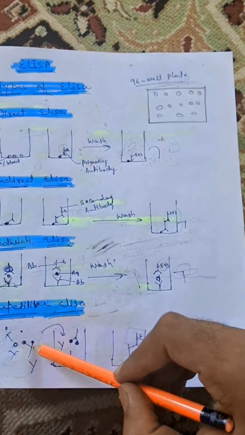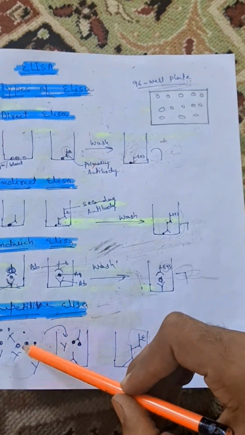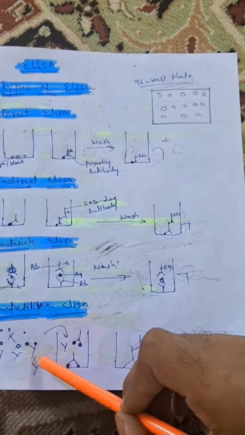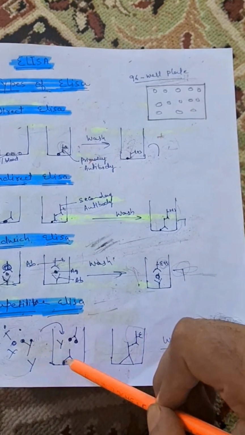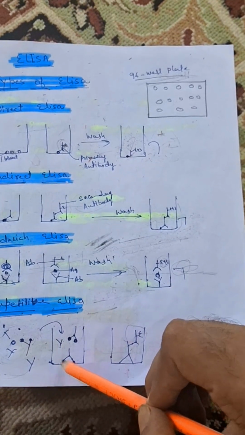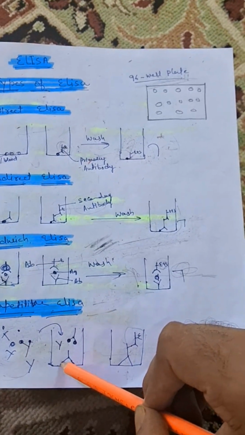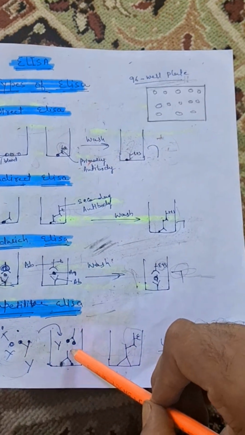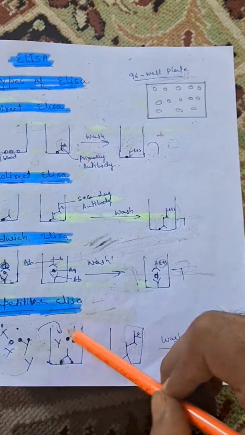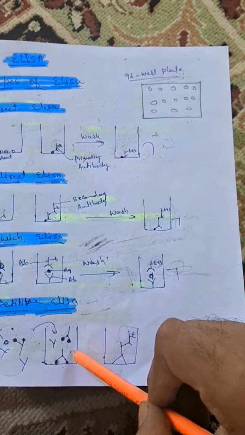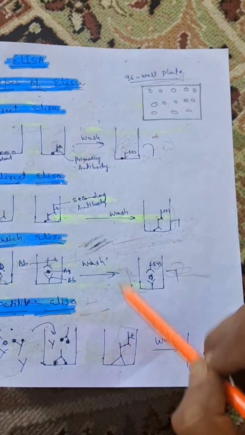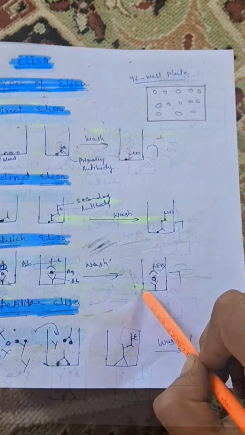Then after that, competitive ELISA. In competitive ELISA, we first mix the antigen and antibody. Then we take a well and use an antigen or a blood sample here. Then we add this mixture to the well. Then we use the secondary antibody with enzyme linked and follow the same procedure as here.